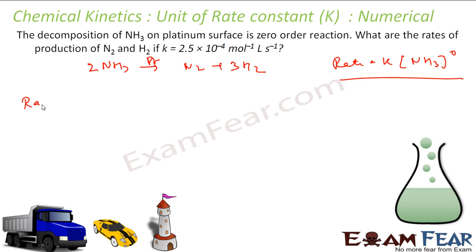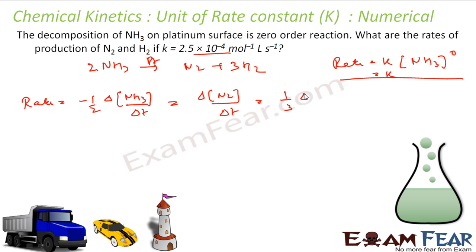We know that rate we can easily find because this is nothing but K. This becomes 1 and K is given. The rate is nothing but, if you see, minus 1 by 2 change of concentration of NH3 by change in time, or change of concentration of N2 by change in time, or 1 by 3 change of concentration of H2 by change in time. You know this, and this is nothing but rate, that is K here.